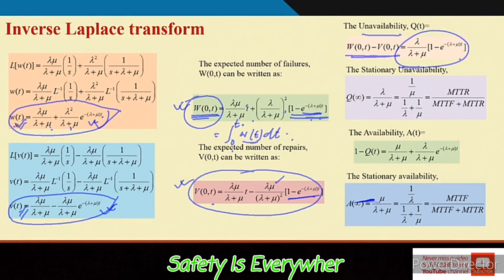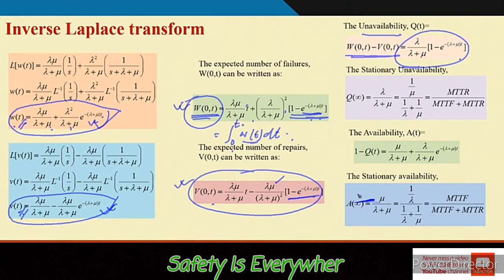Physically, this means unconditional failure density, unconditional repair density, unconditional failure intensity, unconditional repair intensity, then expected number of failures, expected number of repairs, and unavailability of the component.